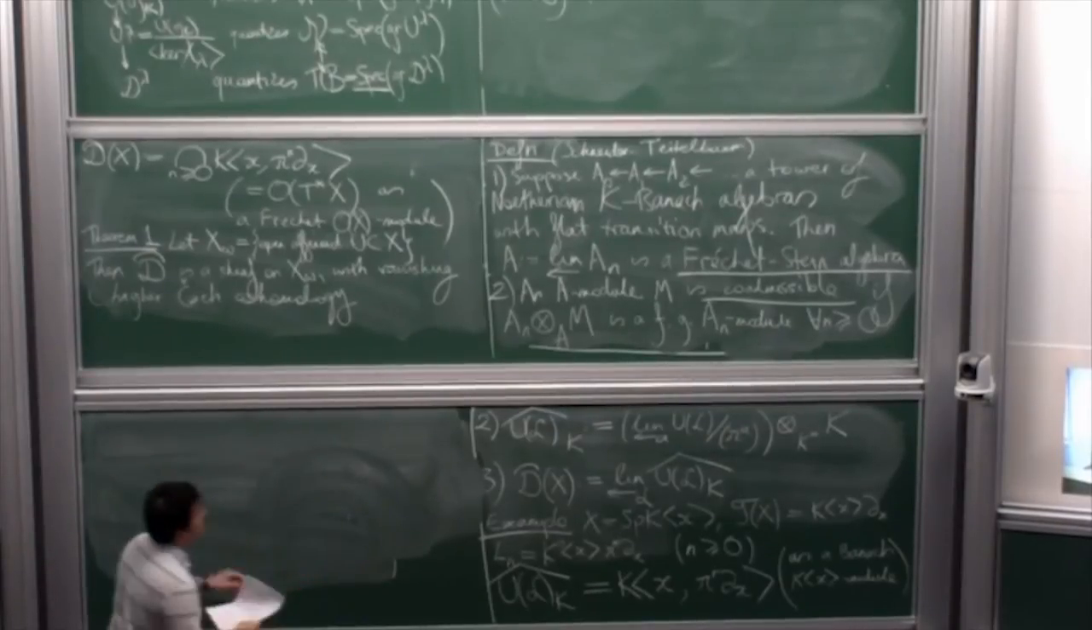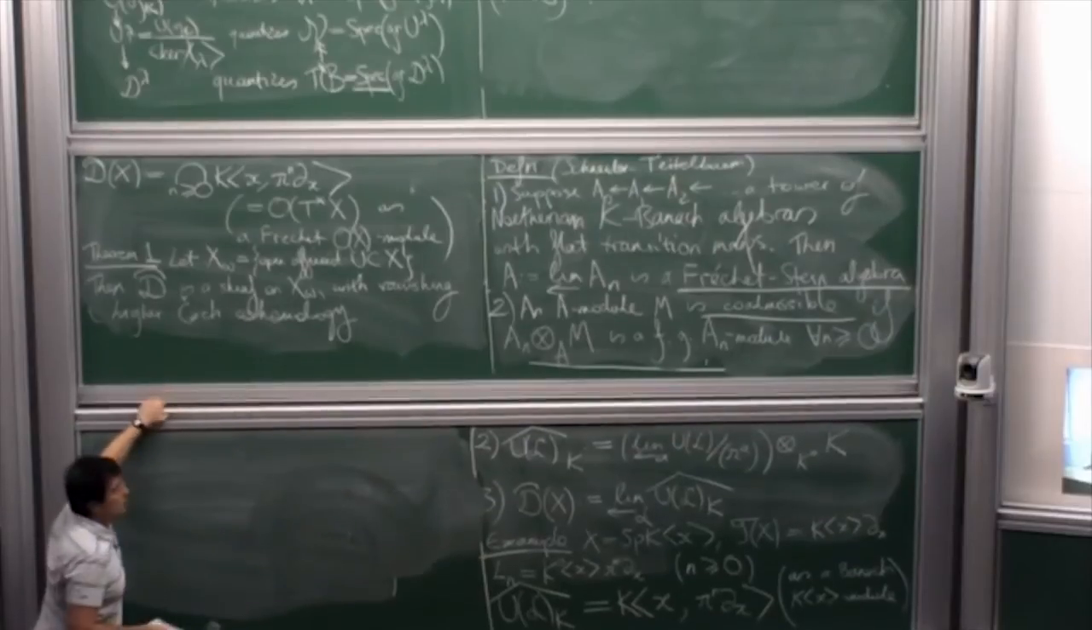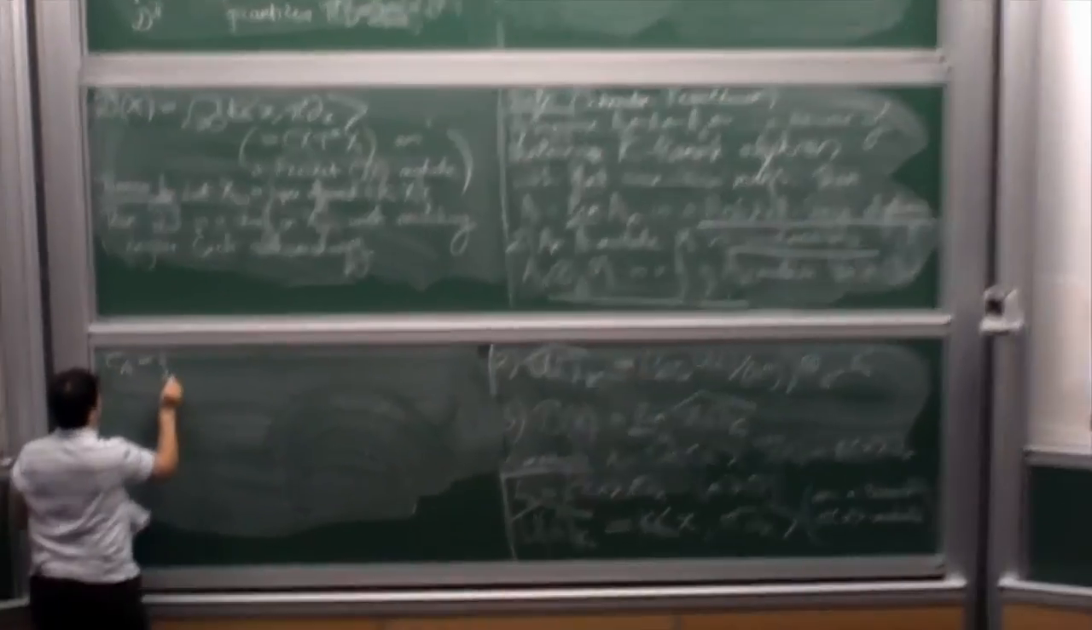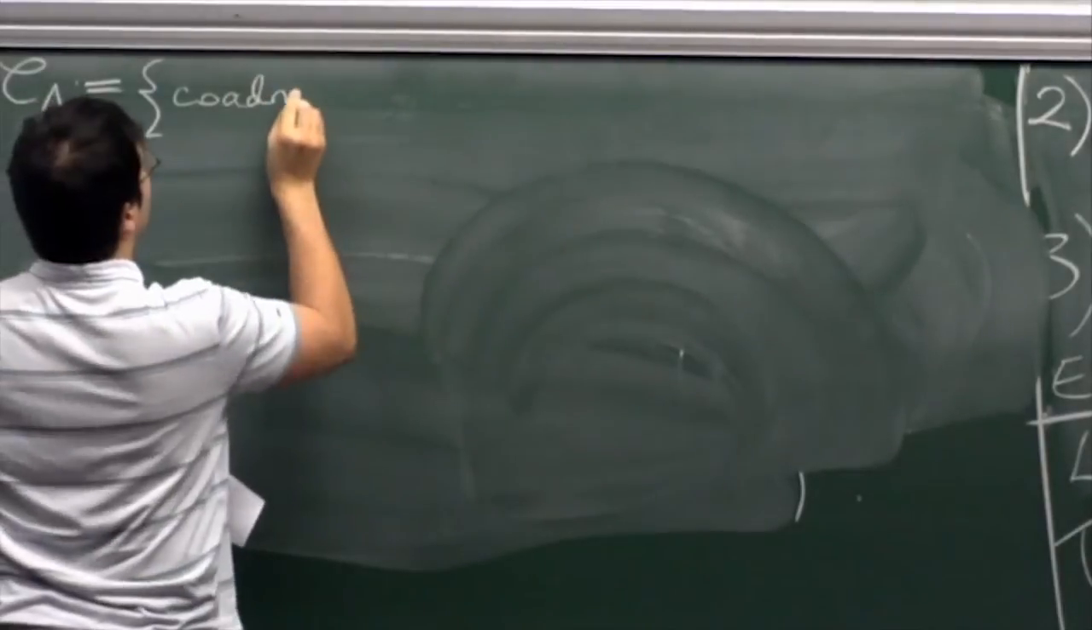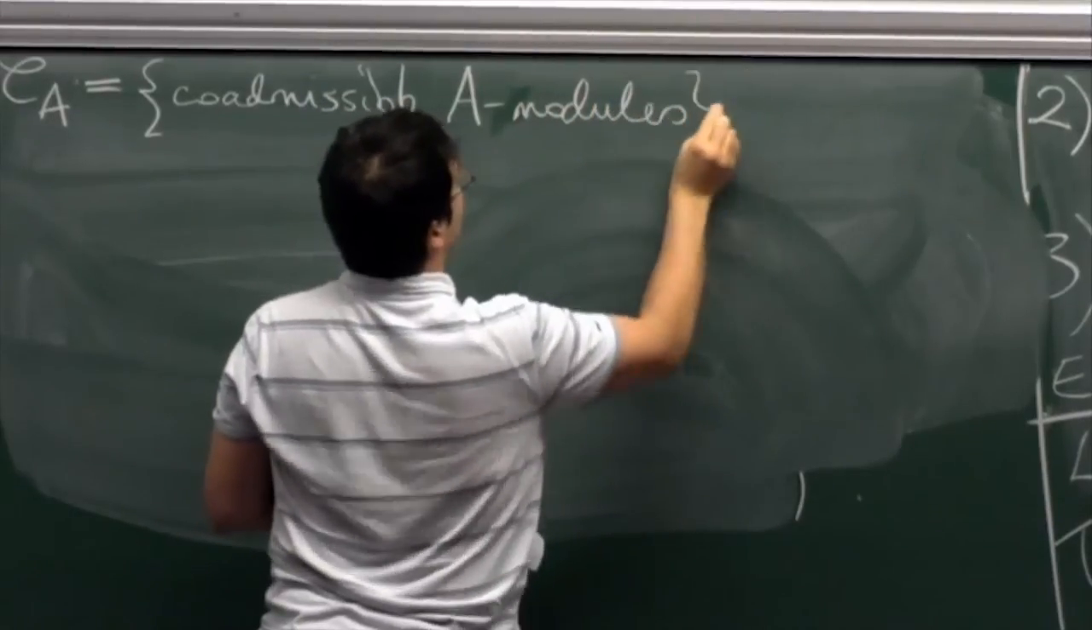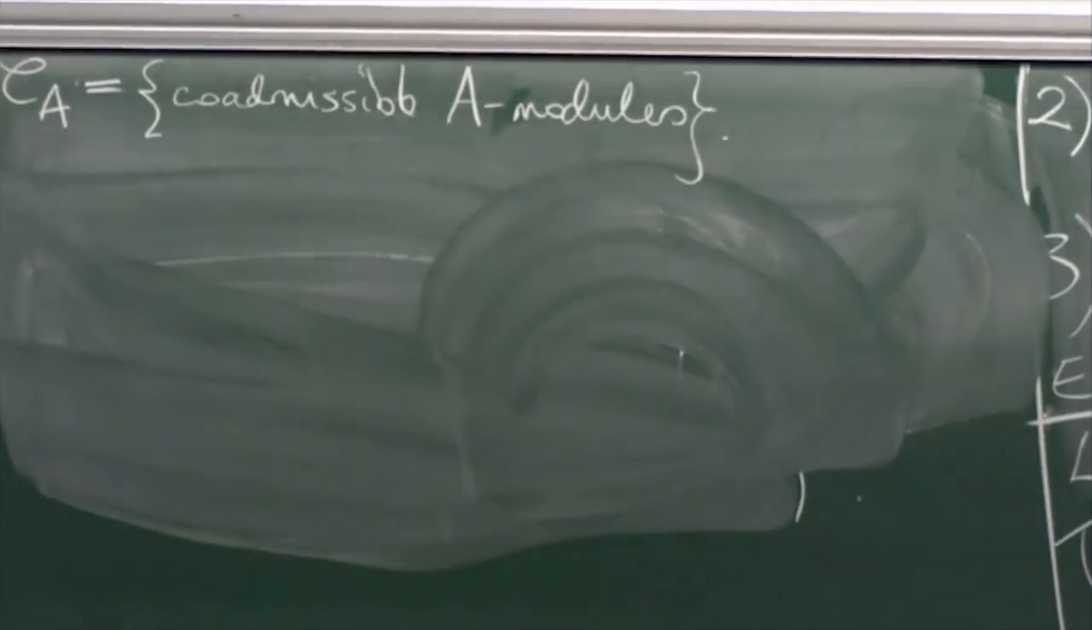So it's quite amazing that with this definition you get a nice abelian category. Well, the proof's not deep. So let C(A) be the category of coadmissible A-modules. To avoid misunderstanding, a finitely generated module is coadmissible, but not conversely. The problem is that Frechet-Stein algebras are not Noetherian, unfortunately. So there are lots of examples of finitely generated modules which are not finitely presented.